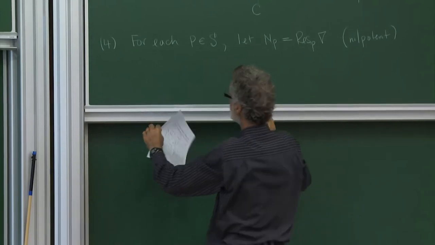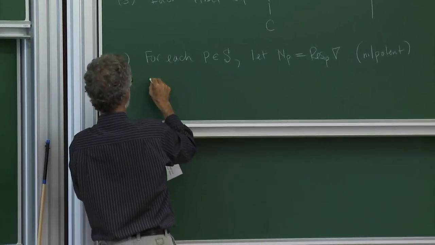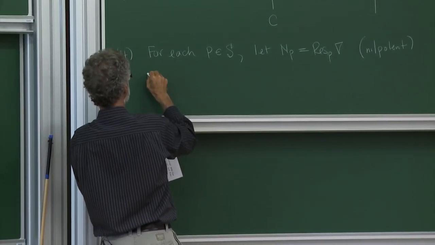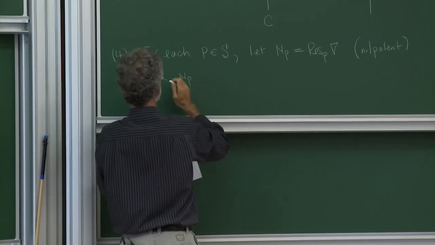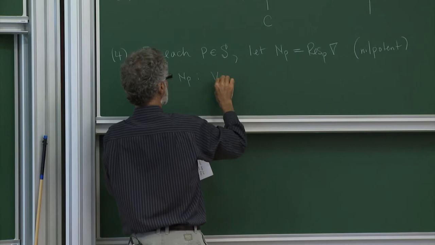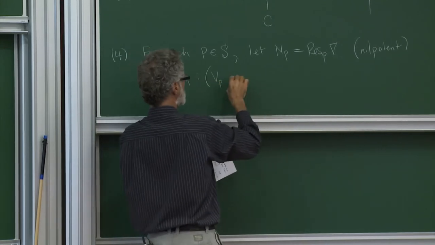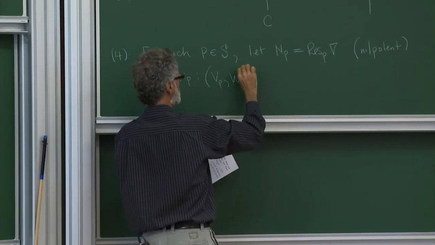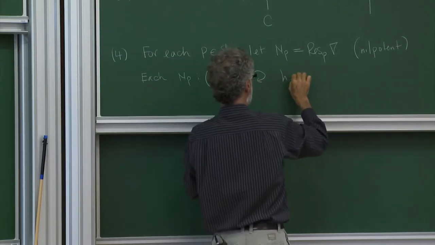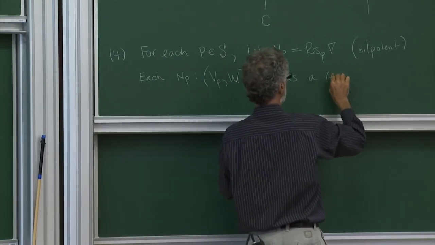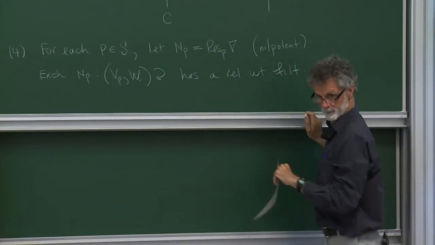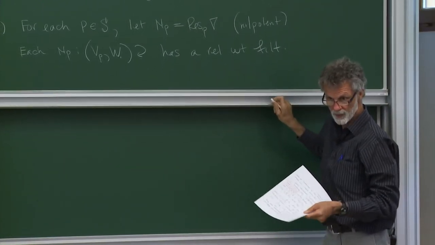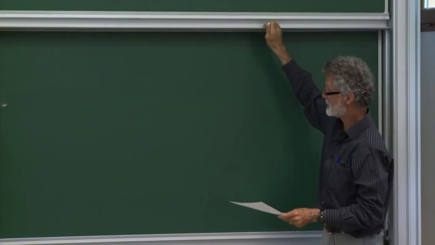Okay, and so the condition we want is that each N_P, which takes the fiber of the canonical extension over here with its weight filtration into itself, has a relative weight filtration. Right, so you want the relative weight filtration to exist.